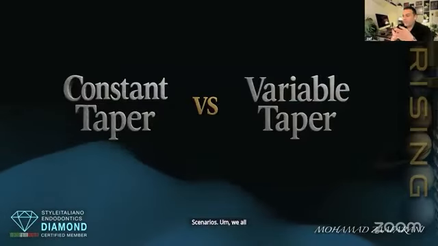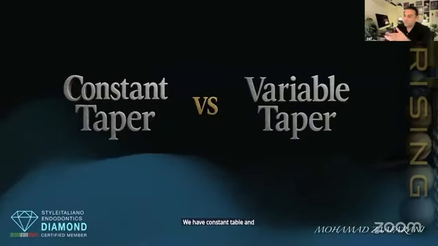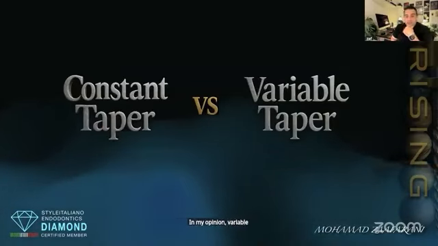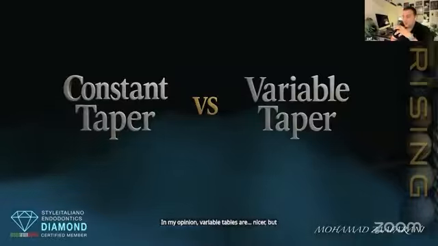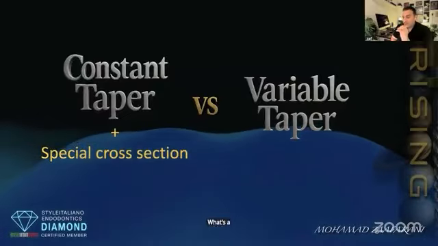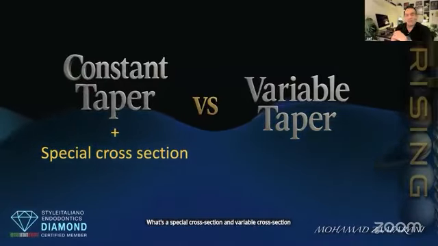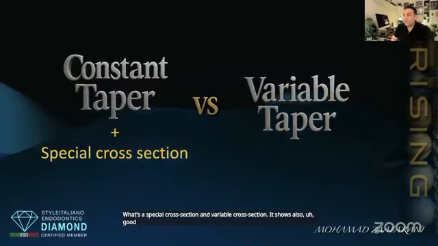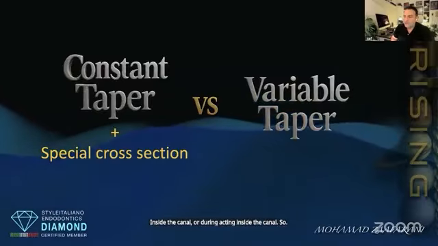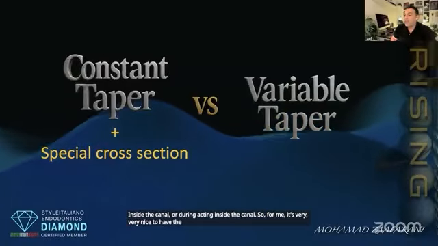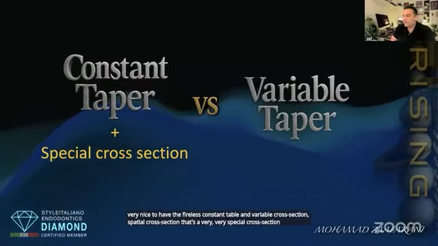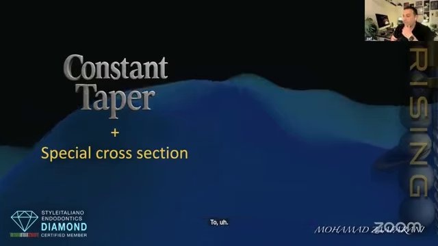We all know that we have constant taper and variable taper. Our files are constant taper. In my opinion, variable taper are nicer, but with our system, constant taper with a special cross-section and variable cross-section shows also good behavior during shaping inside the canal. So for me, it's very, very nice to have a file with constant taper and special cross-section. That's a very special cross-section. You need to give it a try to feel the properties of the file.